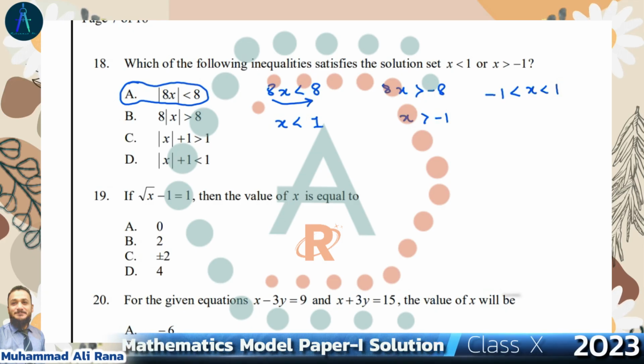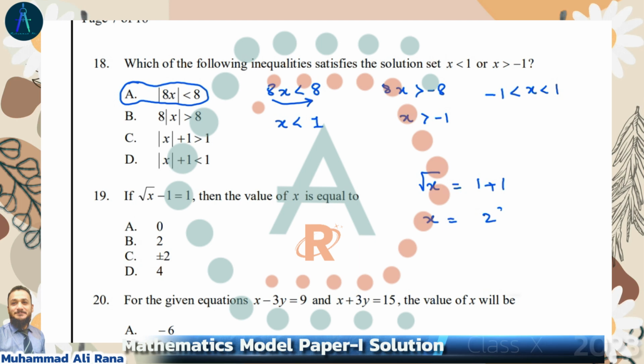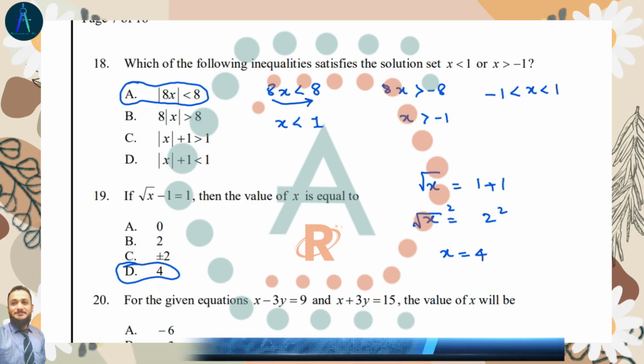Question number 19 में value of x मालूम करनी है, तो square root of x will be equals to 1 plus 1. So x will be equals to 2 and taking square on both sides we will get the value of x as 4. Option D is the right answer.